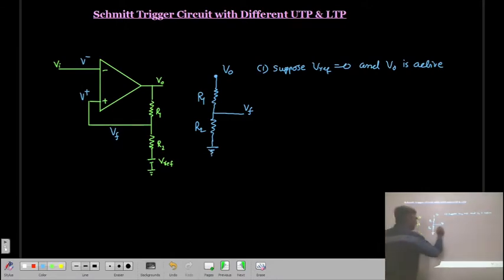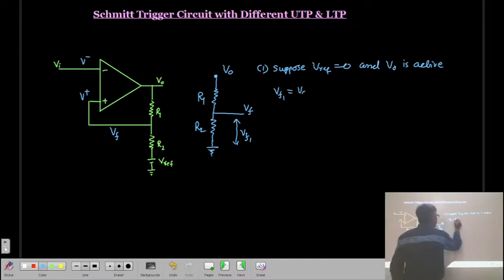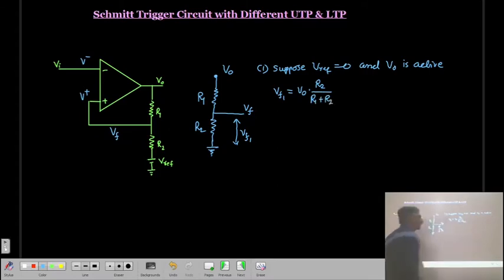So here, if you measure this voltage, that will give you the Vf1. Remember, by applying the potential divider rule, we can say that Vf1 is equal to Vo into R2 divided by R1 plus R2. Correct?